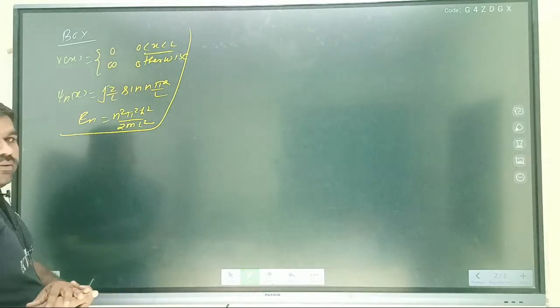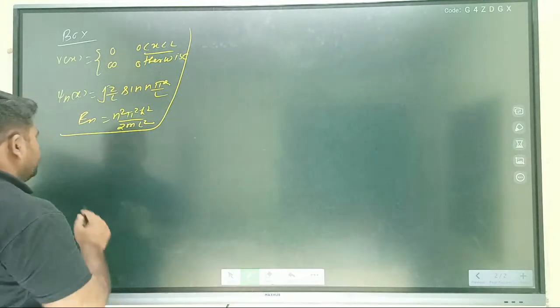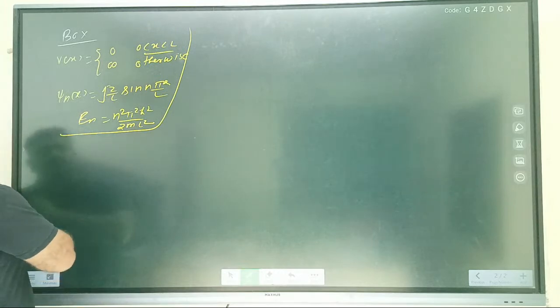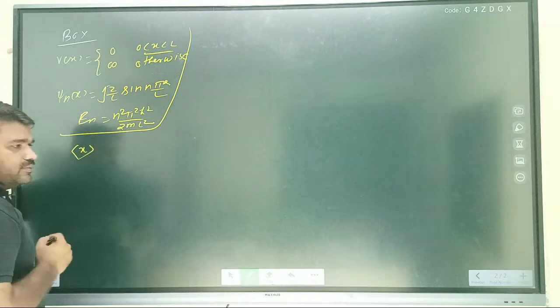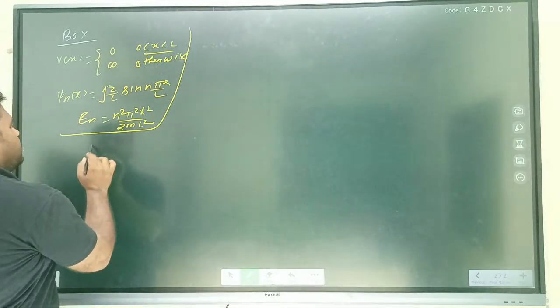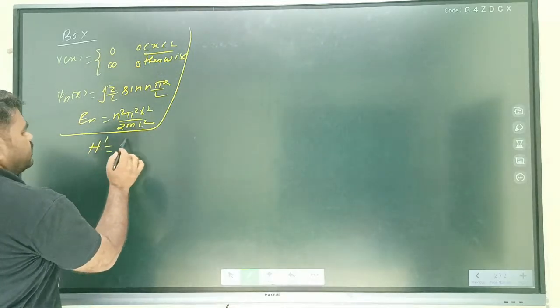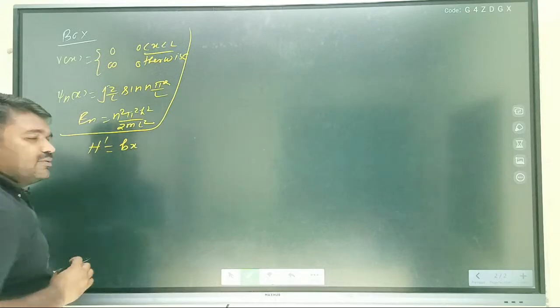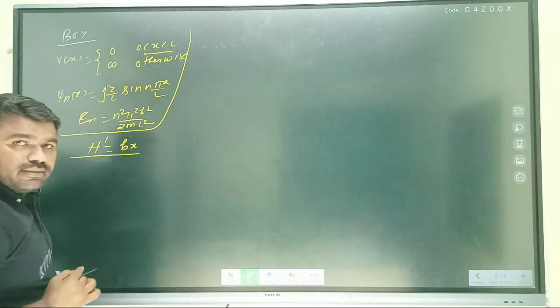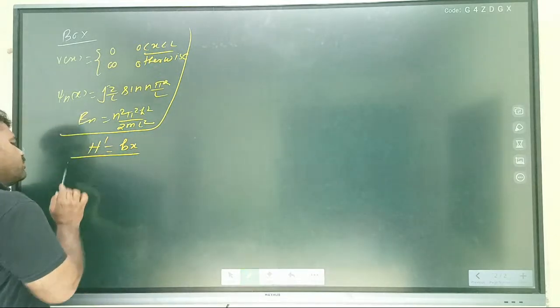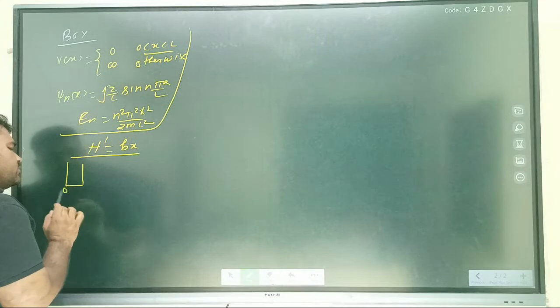in the exam point of view, which type of questions do they ask? They ask what is the expression of x for this system, or simply they give the perturbation value H prime is equal to Bx. H prime is equal to how much? Bx. Clear? Now they have given the perturbed part. Okay. What is the unperturbed part? Unperturbed part is 0 to L.